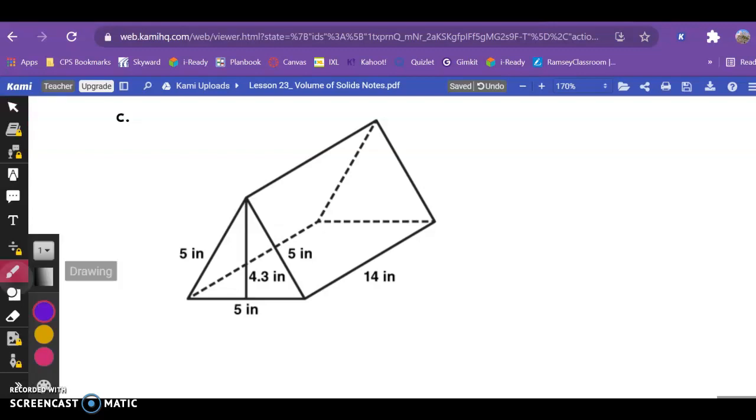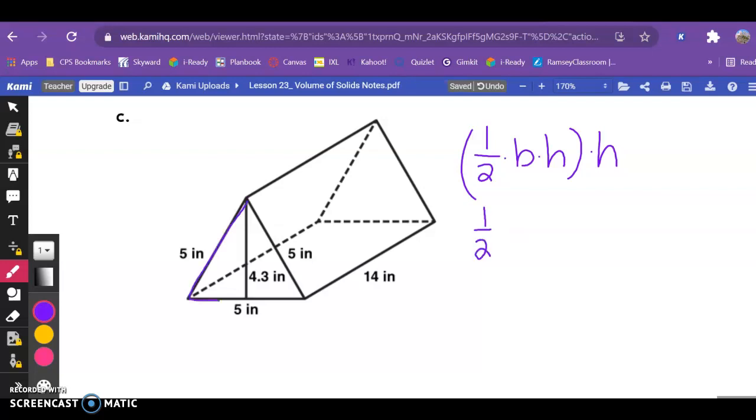And then lastly, another triangular prism could look like this. So we're going to use the same formula, 1/2 times base times height, and then multiply it by how tall the prism actually is. So looking at just the triangle right now, we're looking at just that part. The base would be 5, it's 5 across there. And how tall that triangle is would be this line in the middle, which is 4.3. And then we have to multiply that by how tall it would be if I flipped it up on that triangle. So that would be this 14.